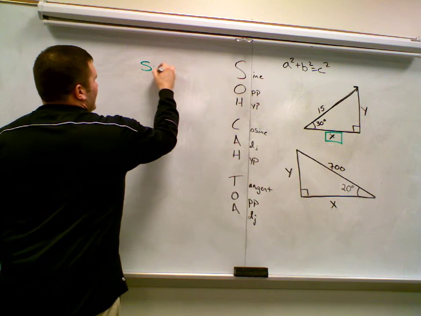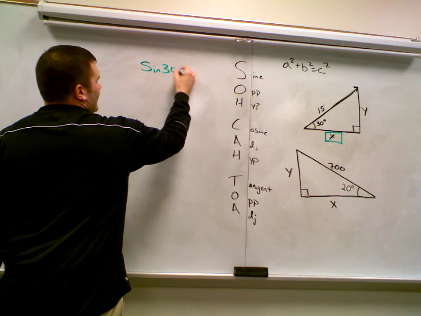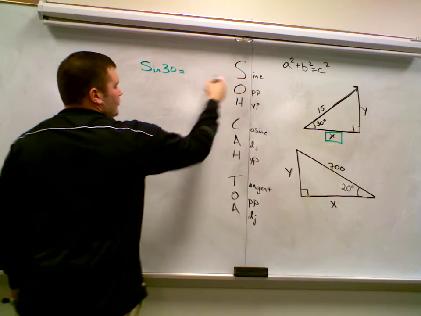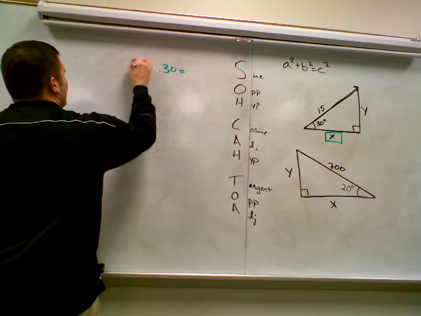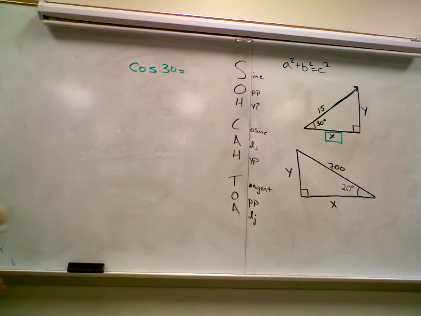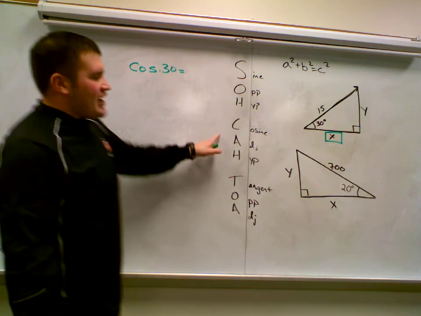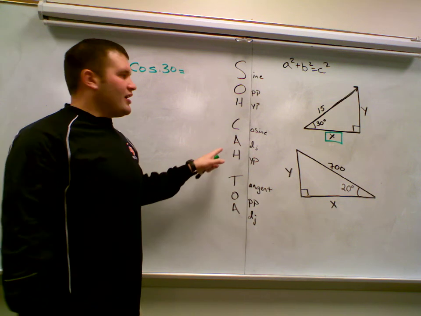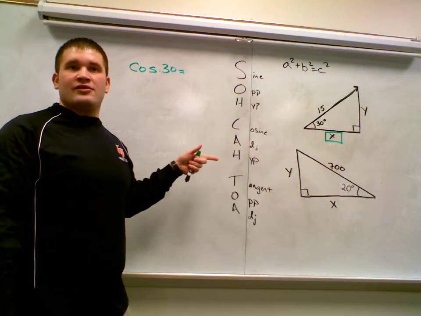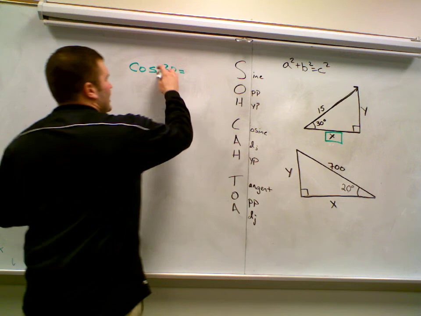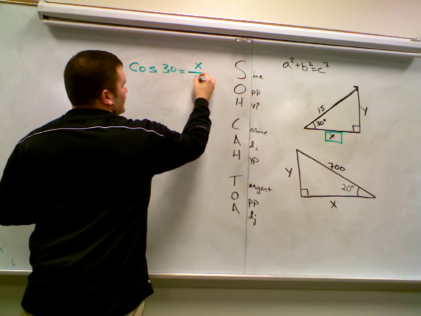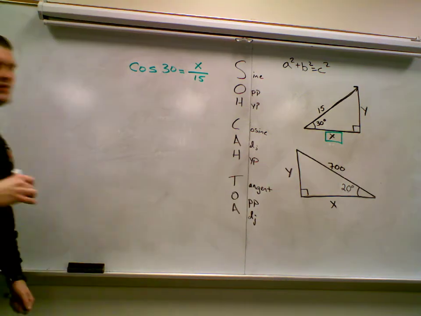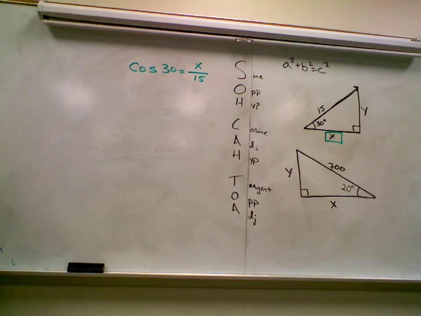So if I want to find x, then I'm going to use sine. I know the sine of 30, which is my angle, equals the, not sine. Which one do I use? Cosine. I was thinking about y. If I want to find x, I need to use cosine because x is adjacent and 15 is my hypotenuse. So cosine of 30 we know is going to be equal to x over 15. Does that make sense?